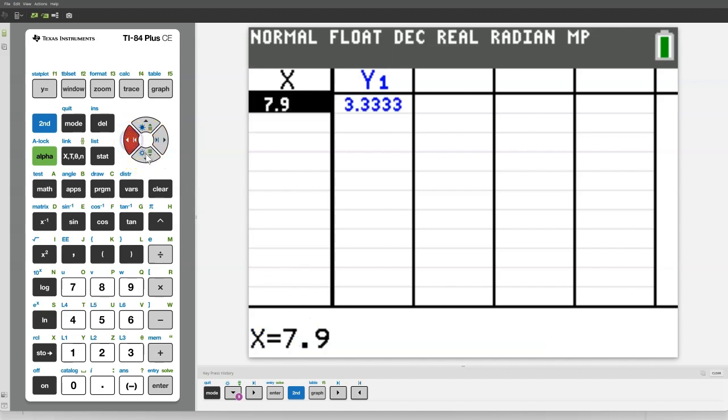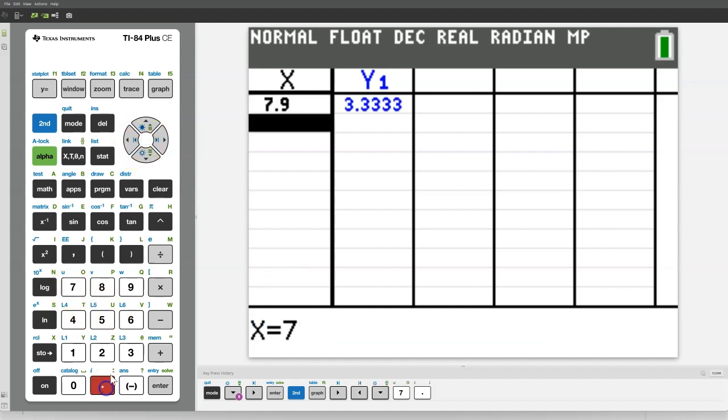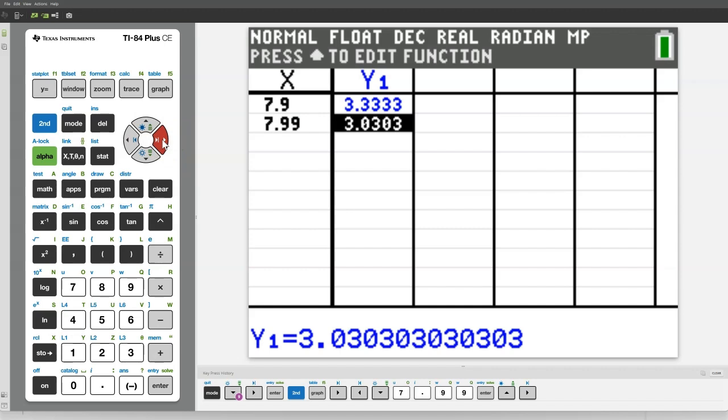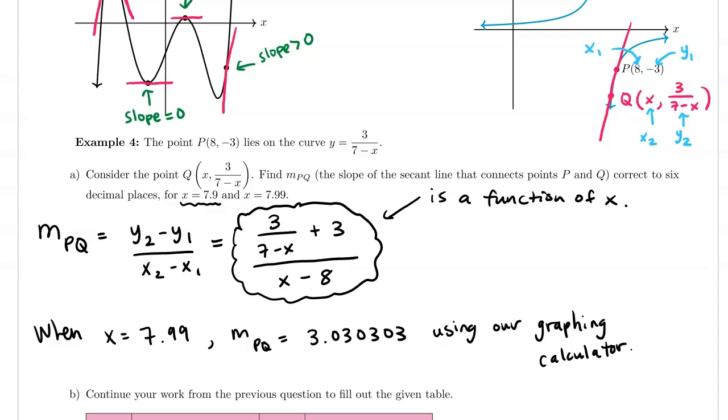Great. So now I can do the same thing for 7.99, press enter, and now we get that the slope of the secant line is 3.03, where the digits 0, 3 are repeating. So that's great. Let's go back to our notes. All right, so I just made a note saying when x is equal to 7.99, m sub PQ, which represents the slope of our secant line, is equal to 3.030303 using our graphing calculator.